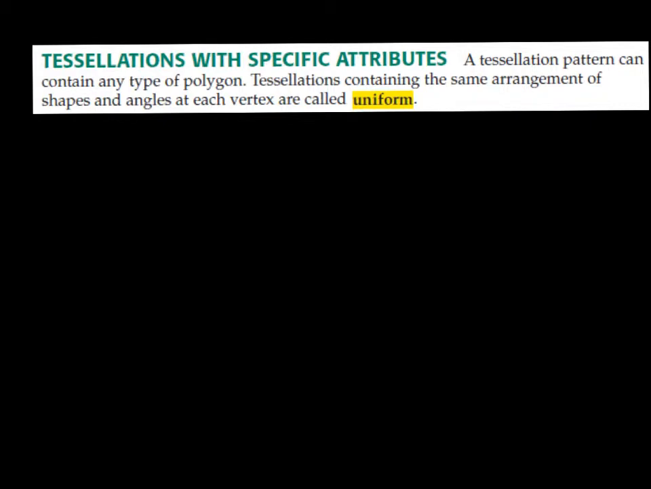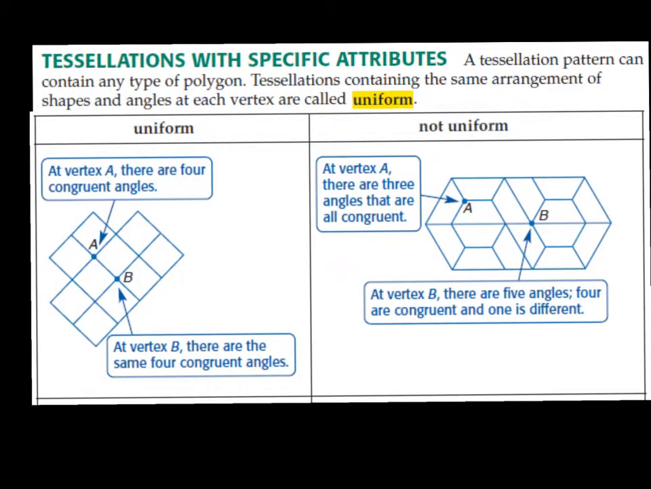A tessellation pattern can contain any type of polygon. Tessellations containing the same arrangement of shapes and angles at each vertex are called uniform. The tessellation on the left is definitely uniform because it's only made up of one figure. They're all squares. At vertex A, there are 4 congruent angles, and at vertex B, there are the same 4 congruent angles. The diagram on the right is not uniform. At vertex A, there are 3 angles that are all congruent, but at vertex B, there are 5 angles, 4 congruent, and one of these is not like the others.